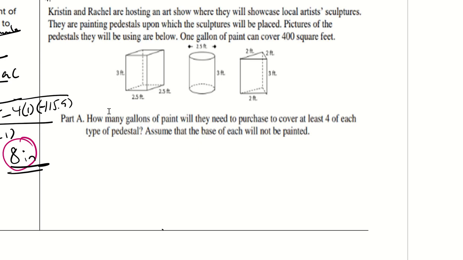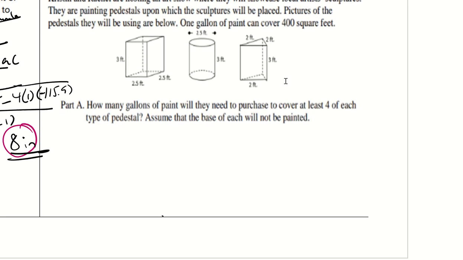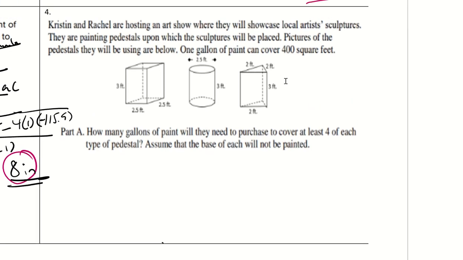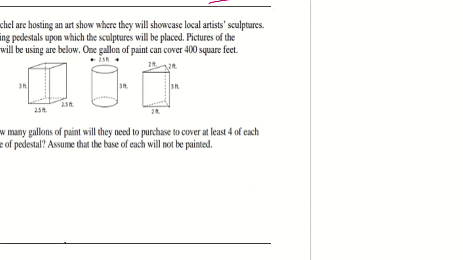All right, so we have to figure out how many gallons of paint they will need to purchase to cover at least 4 of each type. There's 4 of each of these, and essentially what they're asking for is the surface area, the part we're going to paint over. First, let's go over the formulas for calculating these. For the rectangular prism, which I'll call number 1, then 2 and 3.